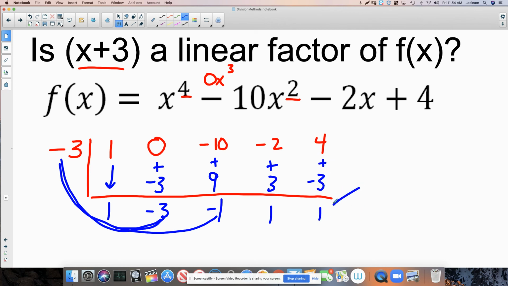So what do we see? This last spot right here, this is always our remainder. And if there's a remainder when we do a division problem, that means the thing that we were dividing by is not a factor of the bigger part here, of the composite. So there's a remainder. Therefore, x plus 3 is not a factor.